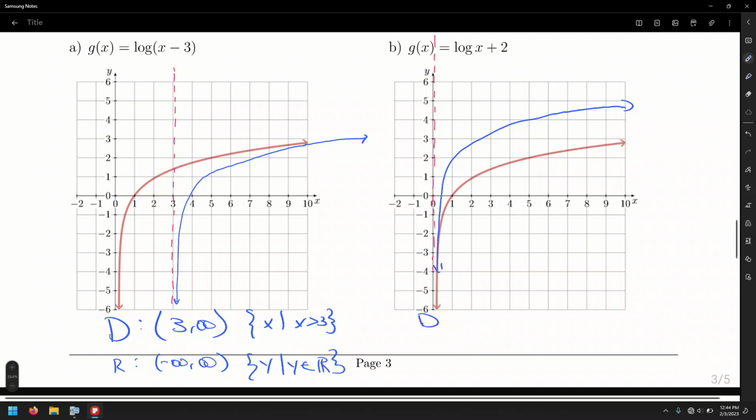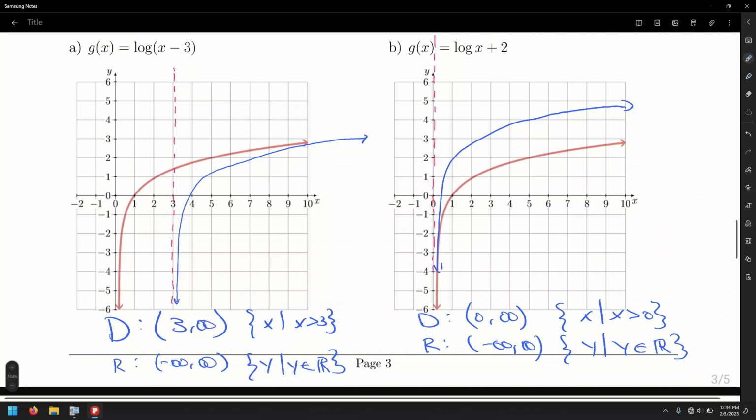If we do the same for the function that gets shifted up 2 units, the domain is still the same as the original function. We will conclude something about it. So 0 to infinity. And range, all real numbers. And x such that x greater than 0 and y such that y belongs to the set of all real numbers.